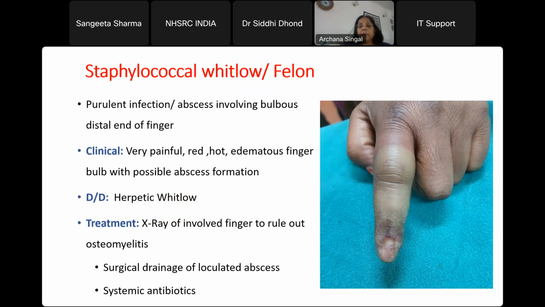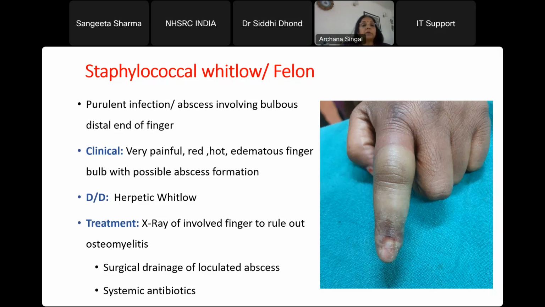These days we less commonly see staphylococcal whitlow or felon. You can see there is a pus-filled lesion on the finger, and this always involves the distal end of the finger. You can see the proximal part is uninvolved. It is very painful, red, hot, because there is no space where the pus can accumulate. So there is abscess formation, and we have to differentiate it from herpetic whitlow.